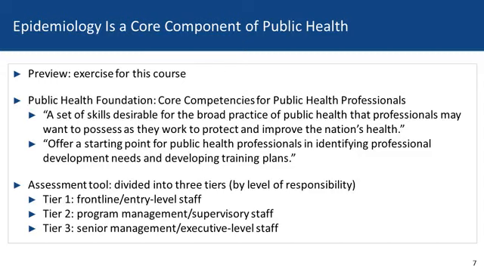The assessment tool is divided into 3 parts by tiers based on the level of responsibility that an individual would hold in a public health organization. Tier 1 applies to frontline or entry-level staff. Tier 2 is comprised of program management or supervisory staff, and Tier 3 is the senior management or executive-level staff in a public health organization.